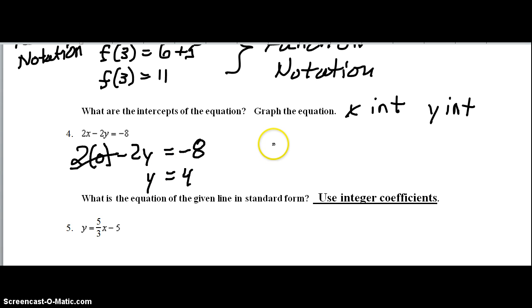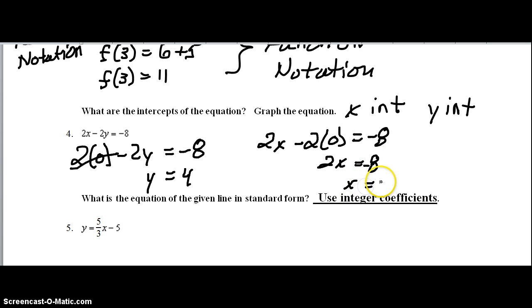Same thing over here, you're going to find the x-intercept by plugging in 0 for y. And then you're going to have to go ahead and solve for 2x equals negative 8. And that's going to be x equals negative 4.